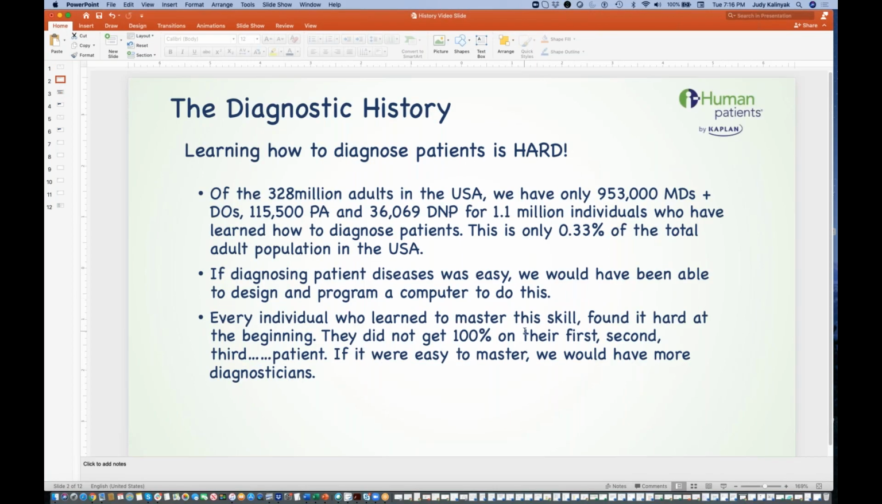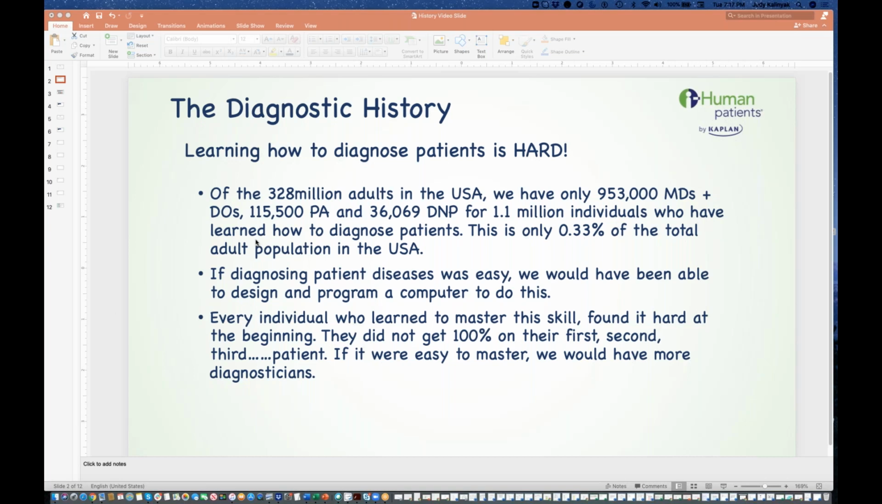The most important thing for you to understand is that learning how to diagnose a patient is hard. Of the 328 million adults in the United States, we have 953,000 MDs and DOs, 115,000 physician assistants, 36,000-ish nurse practitioners. That's a total of 1.1 million individuals who have undergone and learned how to diagnose patients. But that's only 0.33% of the total adult population in the United States. Why is that? It's because it's hard.